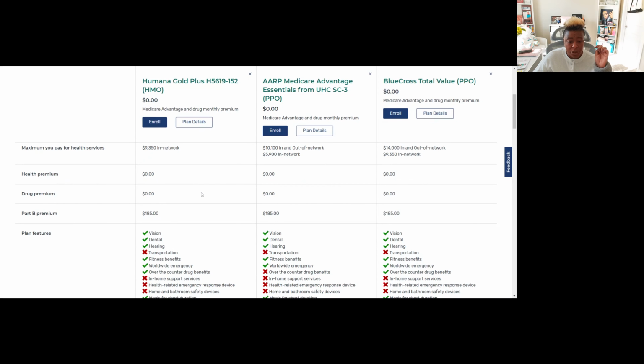Health premium, there's no premium. There's no drug premium. Part B premium, this is $185. This is set by CMS every year, and you have to continue to pay your Part B premium in order to be in a Medicare Advantage plan.